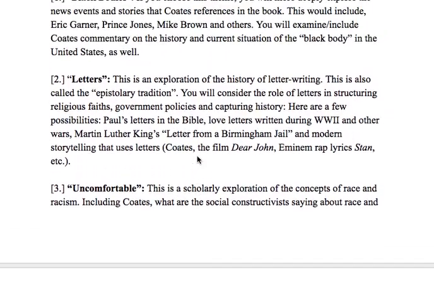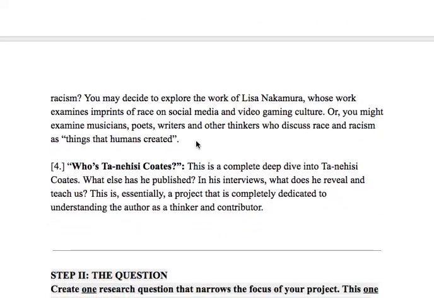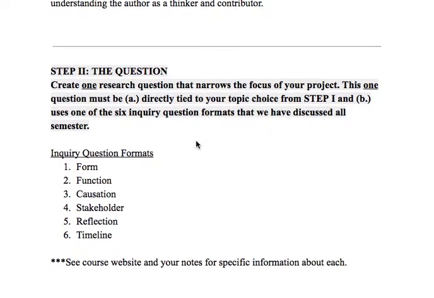So you have 4 choices, whichever one moves you, or whichever one moves you the most. You choose that. That's step 1. Step 2 is you write the question. So you're writing a research question in one of the 6 forms.